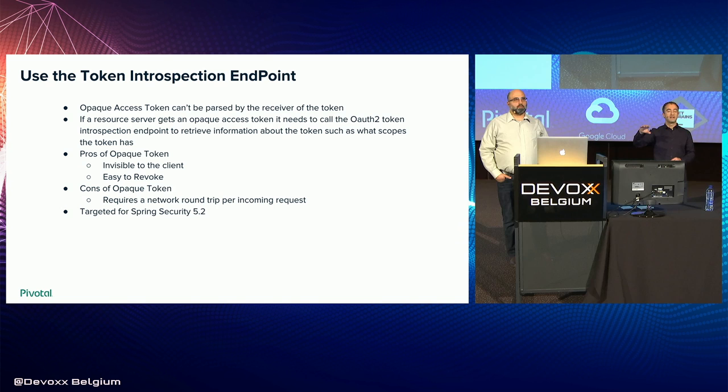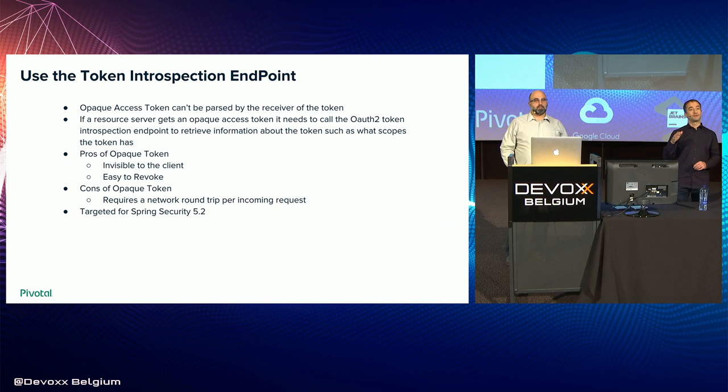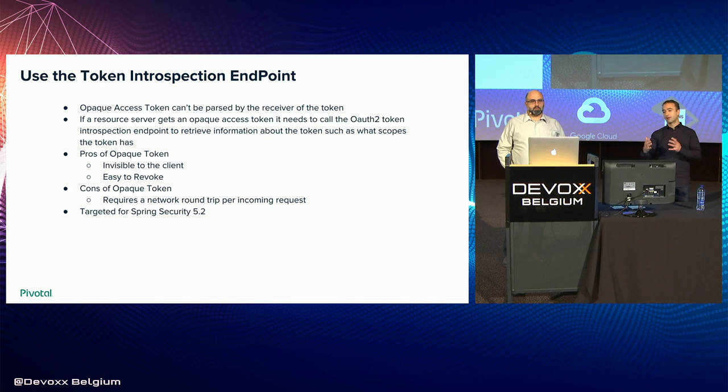So there's ways around it, but it gets complicated, right? The bottom line is to be able to revoke an opaque token is pretty easy. A JWT, a lot more difficult. It's doable, but it's a lot more difficult. It involves a lot of complexities.